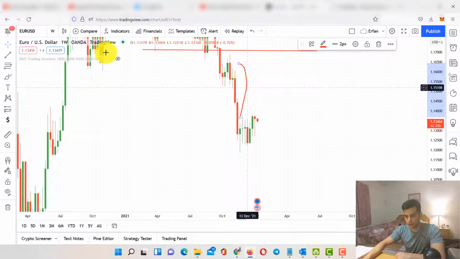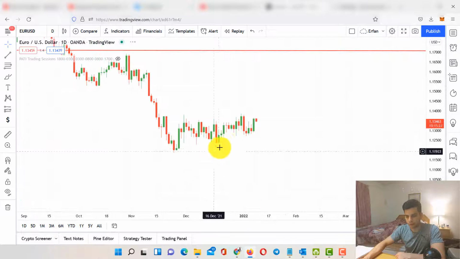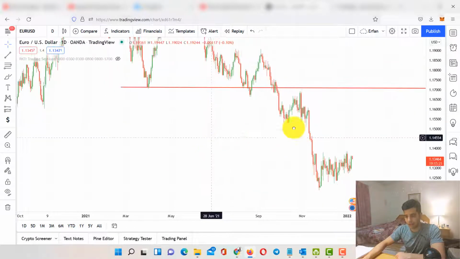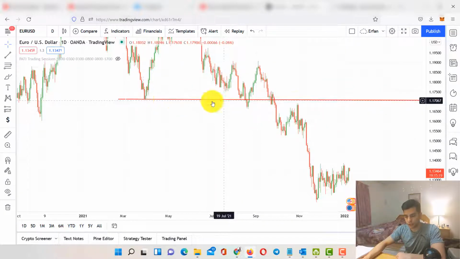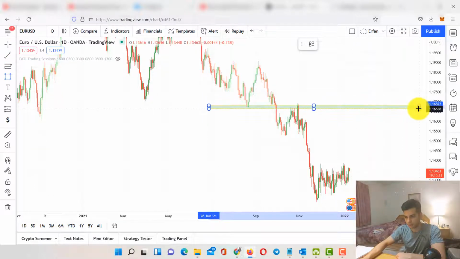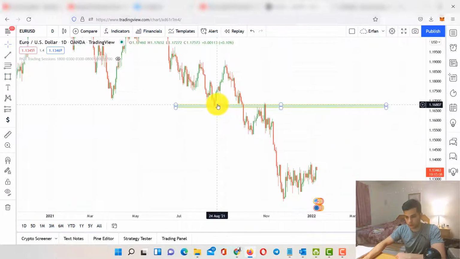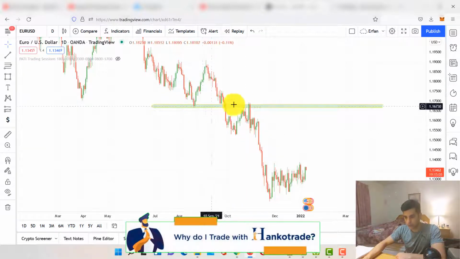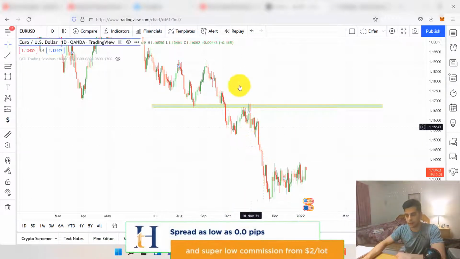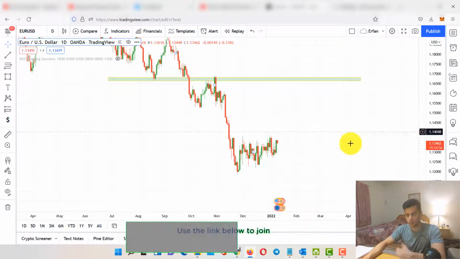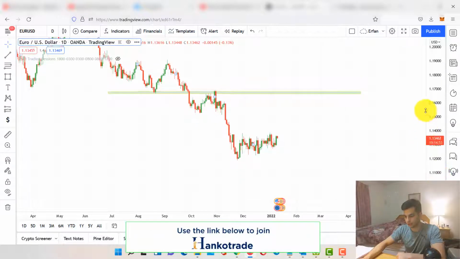If I go to daily, we can clearly see what kind of gaps we have and how many gaps the market is trying to reach. Here we have a break of structure, which is our resistance, exactly from here to here. See, it was a support, and then it broke through the support. It retested the line, and it became the resistance. Now the price dropped significantly, and in the past few days it's been consolidating. So we don't have any potential trades actually.